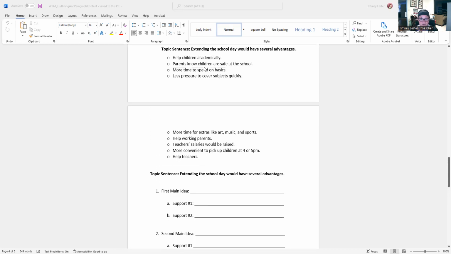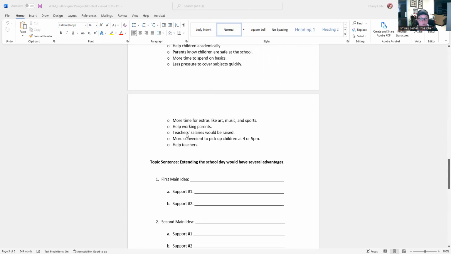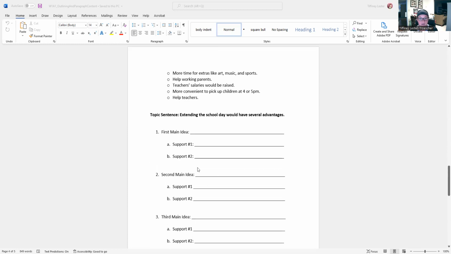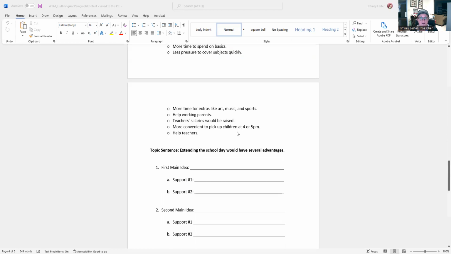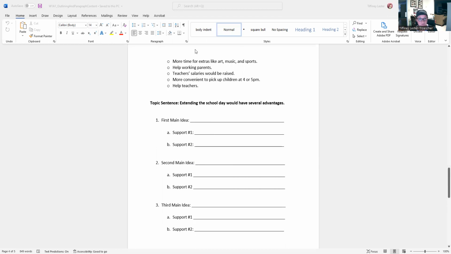So out of this list right here, what do you think is the first main idea of the paragraph? And which 2 sentences are the supporting examples for that main idea? From this list, what do you think is the second main idea? Type that sentence on this line. From this list, what are the 2 supporting examples that go with this second main idea? Type those sentences here. And then from that list up there, what is the third main idea of the paragraph? And which 2 sentences are the supporting examples for that main idea?